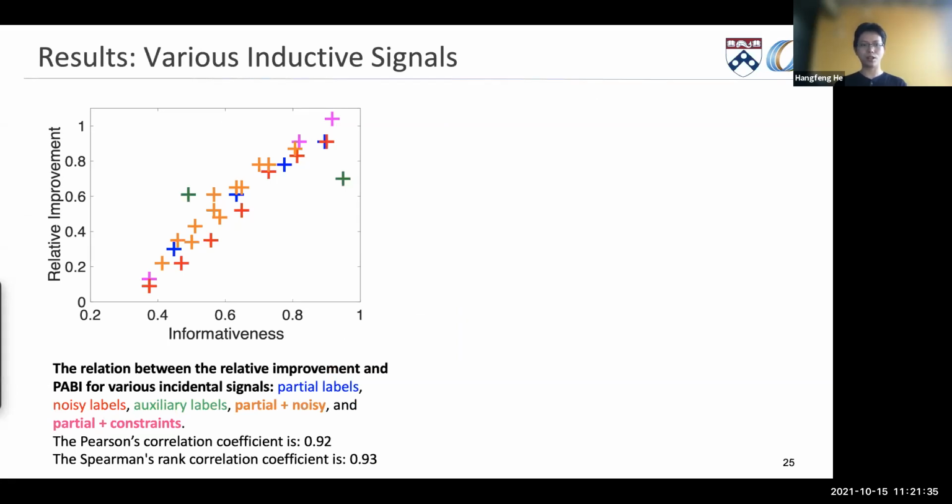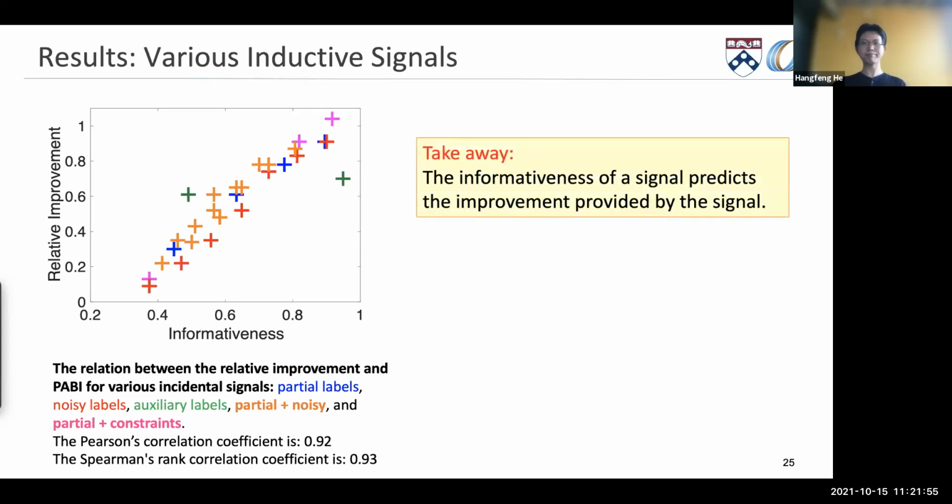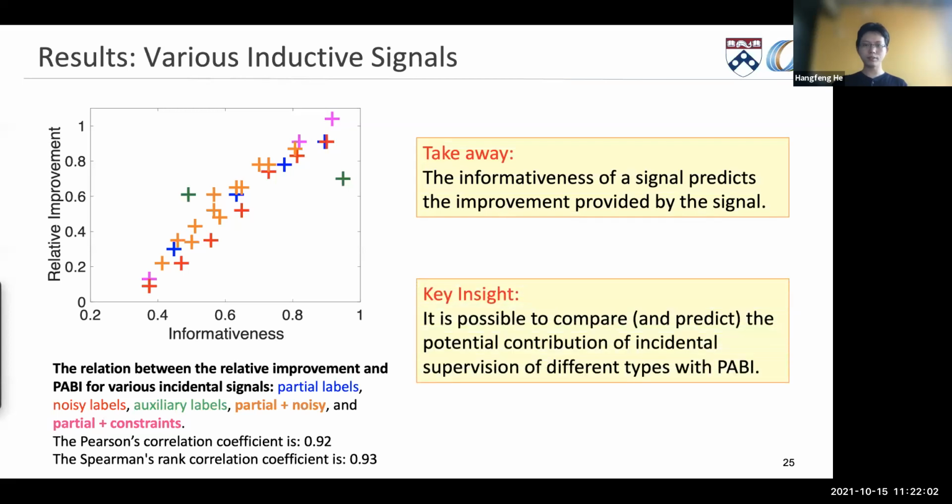We see that there's a strong correlation between the relative improvement in experiments and the PABI computed ahead of training for various types of incidental signals, including partial labels, noisy labels, auxiliary labels, and some complex types of incidental signals, such as a combination of partial and noisy labels, and a combination of partial labels and constraints. The takeaway here is that the informativeness of a signal can predict the improvement provided by the signal. It's possible for us to compare and predict the potential contribution of incidental supervision of different types with PABI ahead of training.